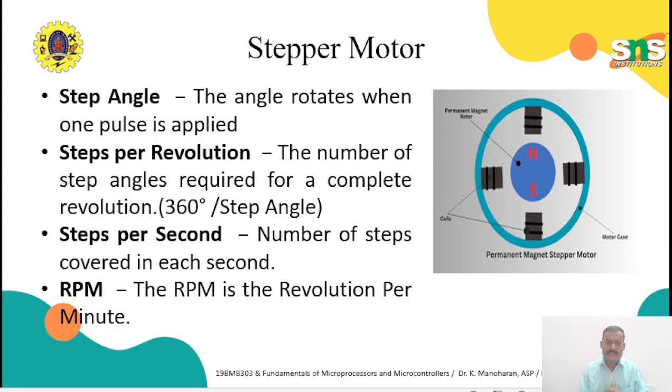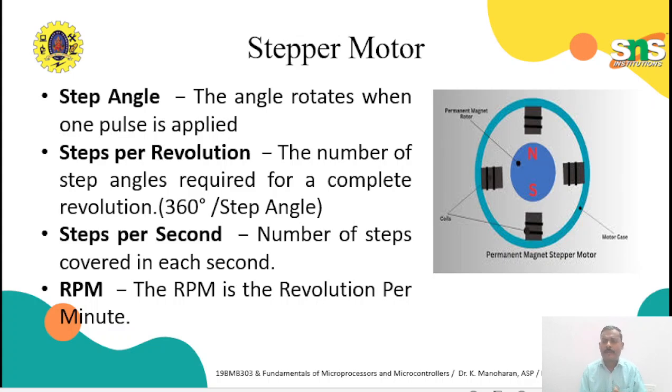Next one is the steps per revolution. This is the number of steps required to complete one rotation. One complete rotation requires 360 degrees, so 360 degrees divided by the step angle gives the steps per revolution. This is the number of cycles required to complete a rotation. Next is steps per second, which is the number of steps we can energize in a particular second.